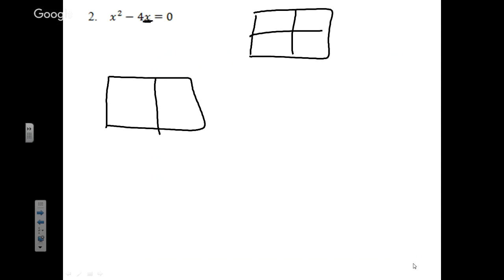Since there's an x here and an x here, you can take that out and just have it as x times x minus 4, because that's how we can get x squared minus 4x. So this is what we have to put in our squares. When we're breaking it up into what's on the outside, we have x and then x minus 4. Does that make sense?